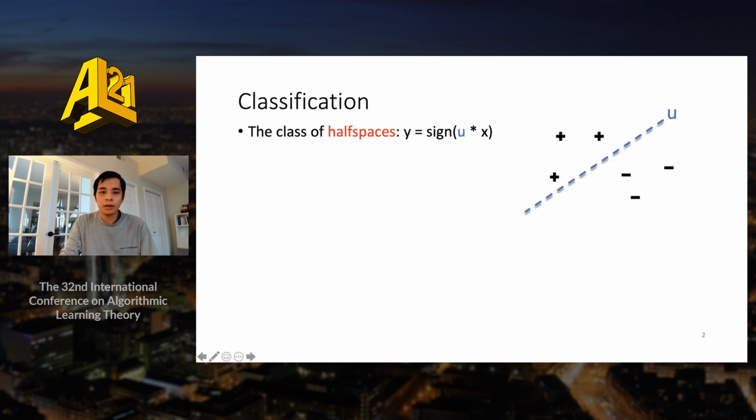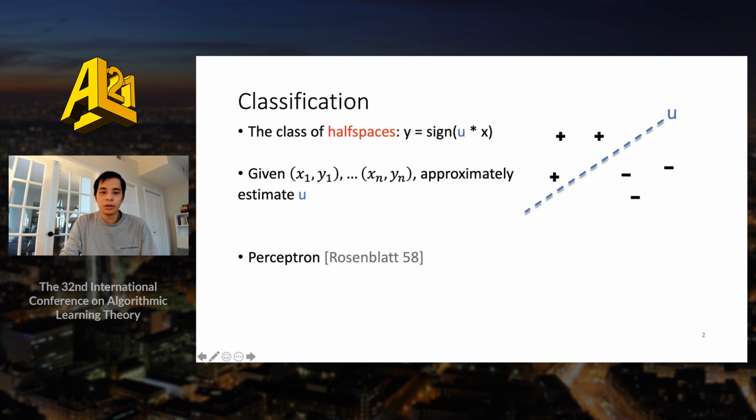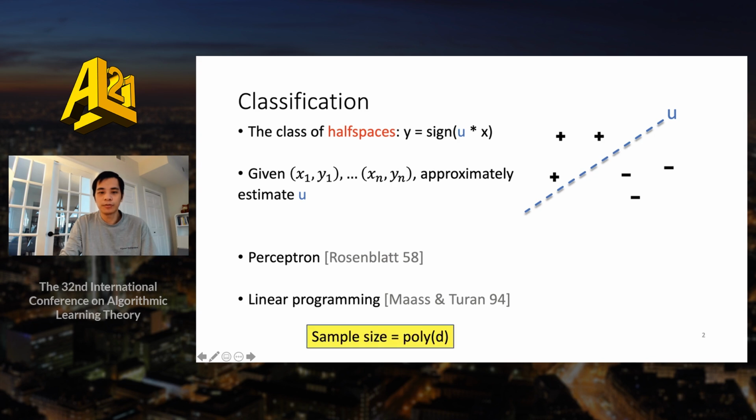A half-space u is such that for any instance x, the label y is predicted as sign of u times x. Our goal is to collect n labeled data points (x1, y1) through (xn, yn), so we can approximately estimate u. If there's no noise, then we can apply perceptron or linear programming to estimate u, and the sample size is polynomial in the dimension d.